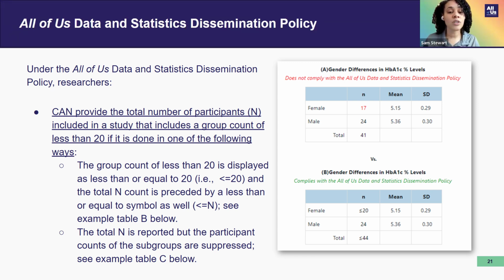Another thing we want to note is you cannot have it in your graphics where it can be back-calculated to a count of 17. So not only did we change that first row, we also changed the total amount as well, to be less than or equal to 44 instead of that 41.